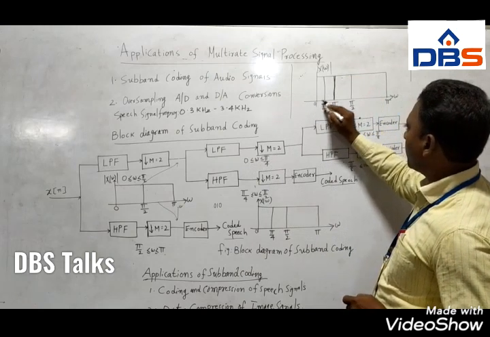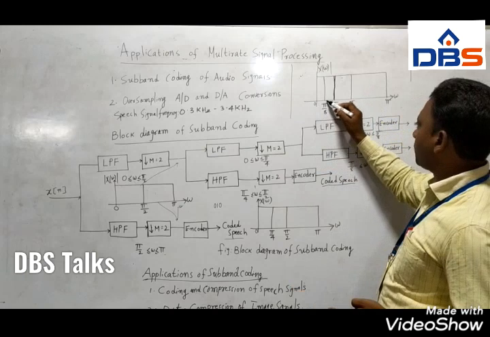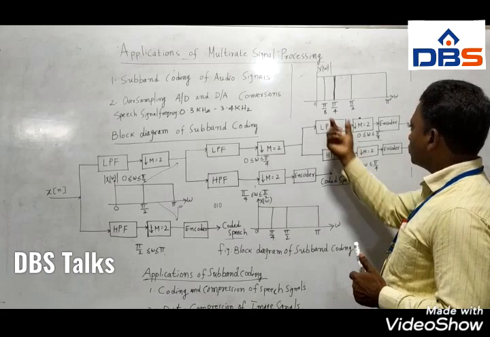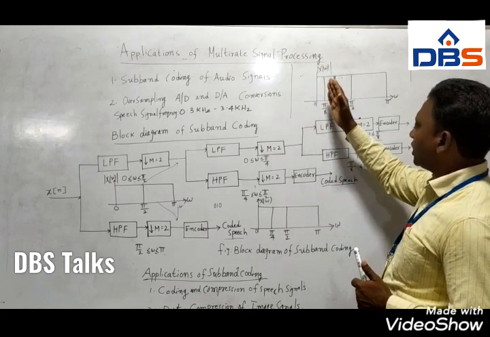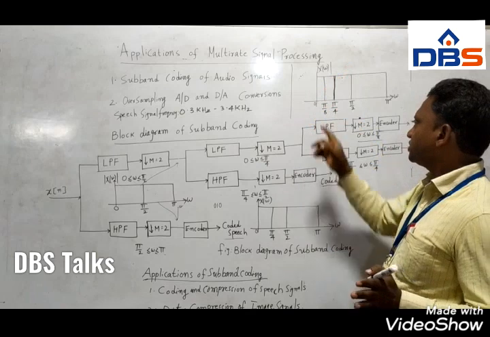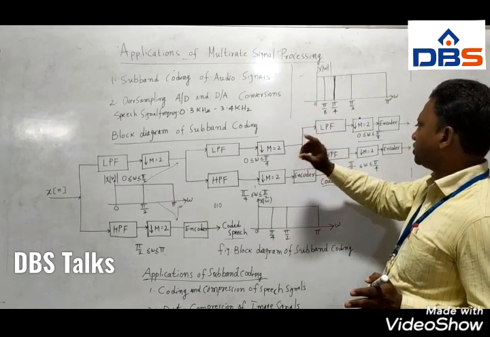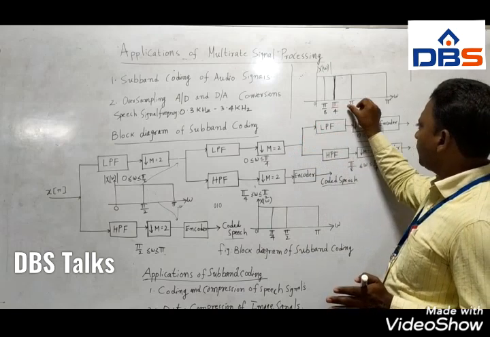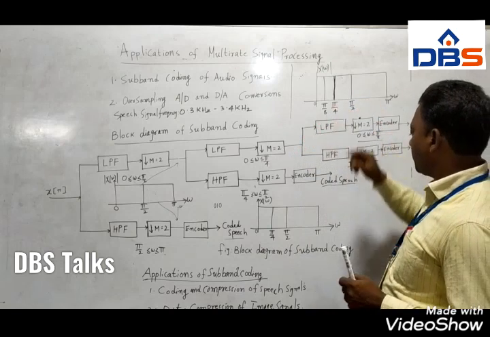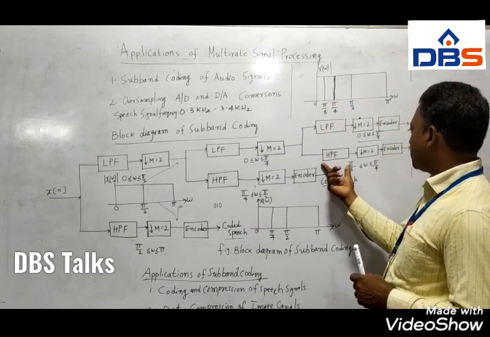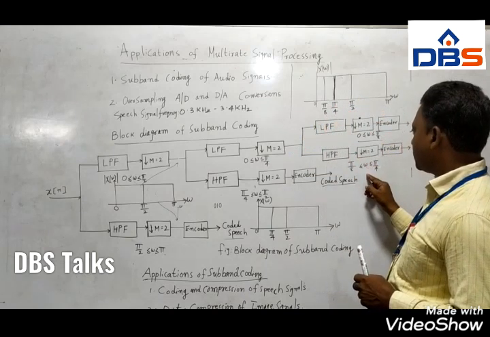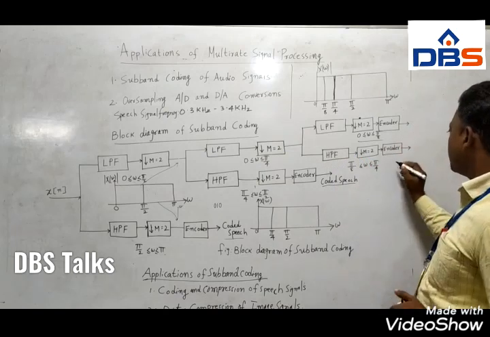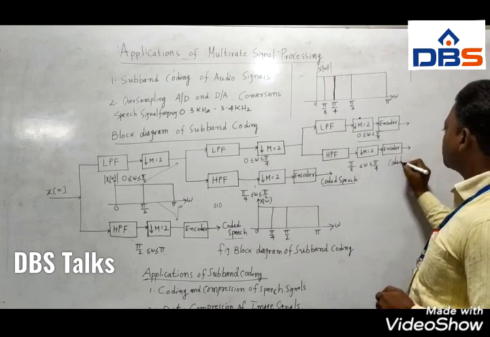So from 0 to pi by 4, it is again split into 0 to pi by 8 and pi by 8 to pi by 4. You can observe clearly here. This low frequency spectrum is again broken down into two pieces. The first piece is from 0 to pi by 8, which is passed through the low pass filter, and the second, from pi by 8 to pi by 4, is passed through the high pass filter, downsampled further and encoded. The output of the encoder is coded speech.